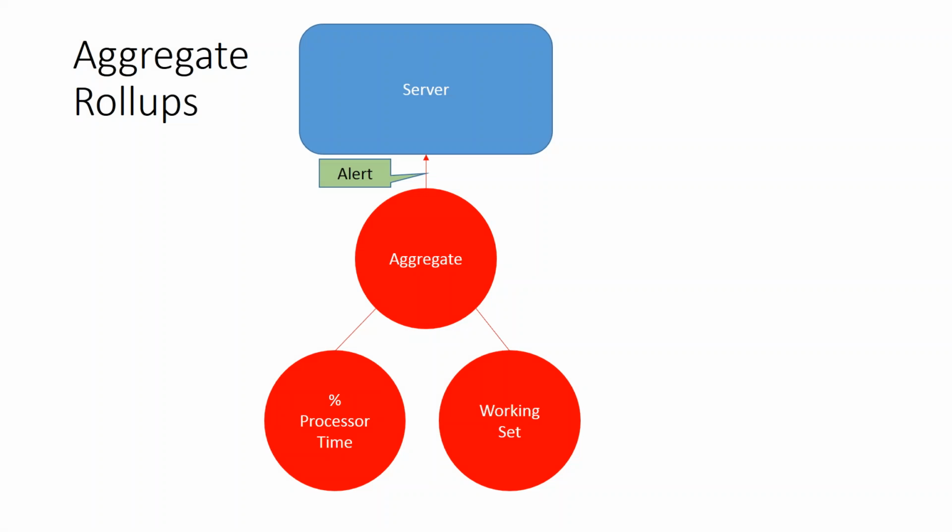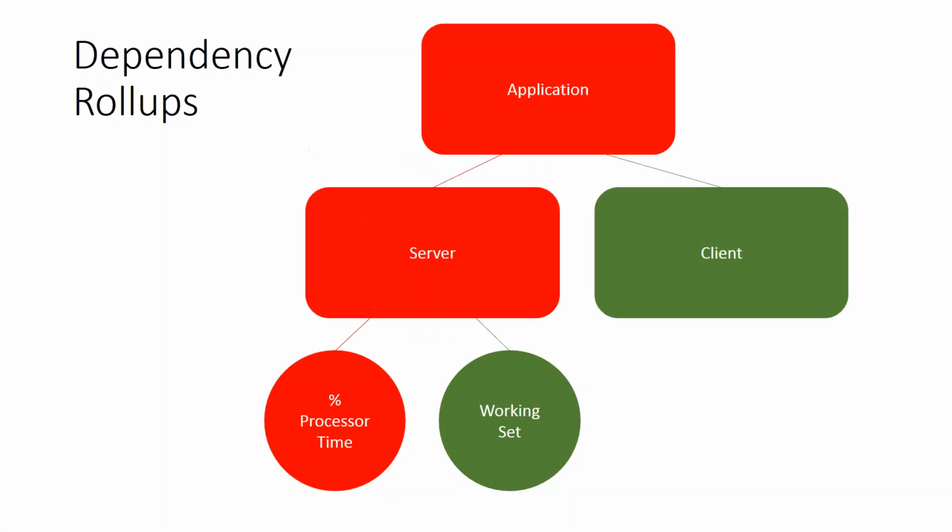this is the situation we had. Now we have the health roll-up. And so this is with the dependency monitors. If the processor time monitor raises an alert, that's propagated up to the health of the server, and with the dependency monitor, that's now propagated up to the health of the application. And because we specified worst of, the fact that the client is still healthy doesn't matter. The server is worse than that, so the application is listed as unhealthy.